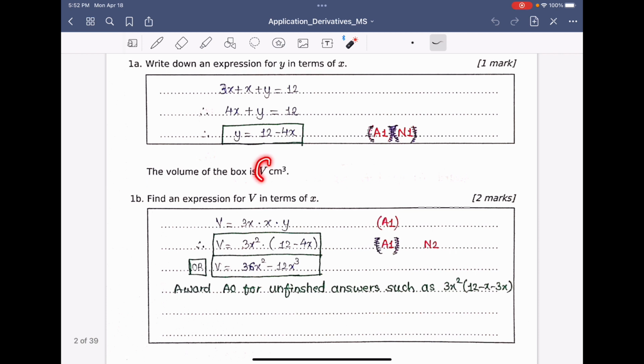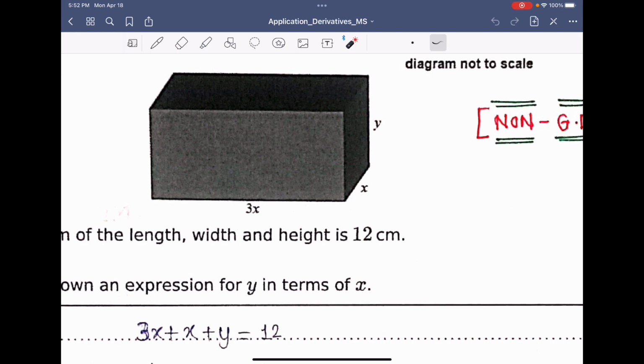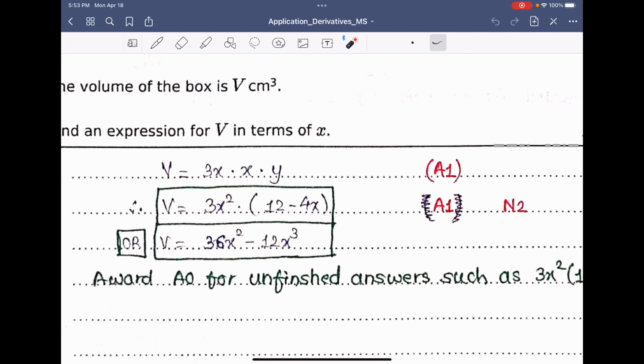Now they are introducing another variable, which is V. The volume of the box is V centimeter cubed. Find an expression for V in terms of x. Volume of a cuboid is length times width times height. So V is equal to 3x times x times y, which is 3x squared times y. We cannot solve any equation with 3 variables, so you have to convert either x or y, because your V is fixed.